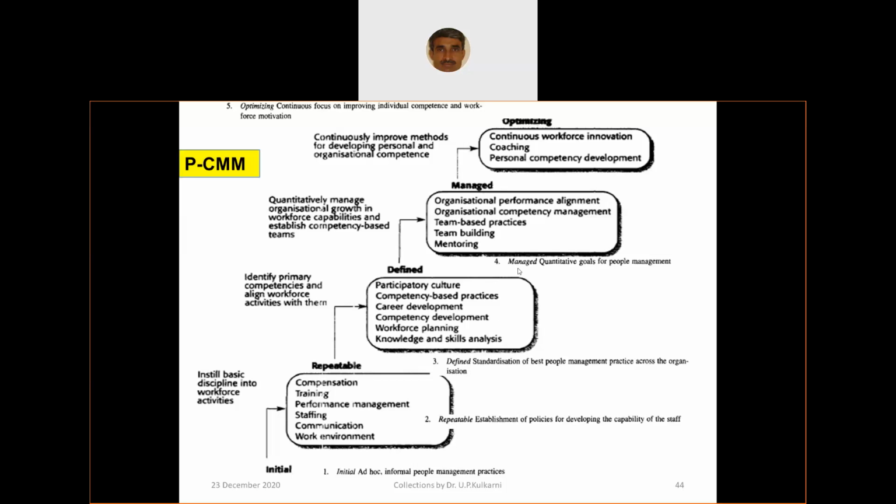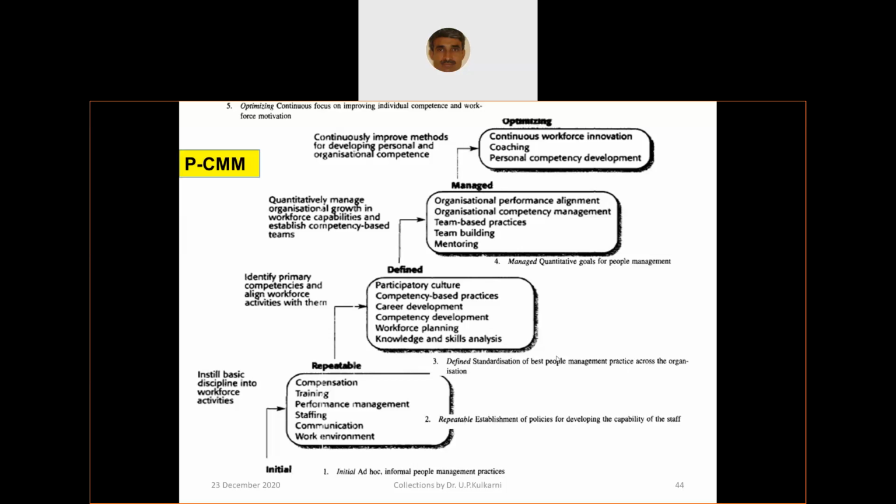The fourth one is managed, right? You develop a procedure to manage the quality goals which a process produces. And the fifth one is optimizing: a continuous focus on improving the individual workforce. So this is how the People Capability Maturity Model focuses. There are five stages. One is initial, second is repeatable, third is defined, fourth is managed, and fifth is optimized.